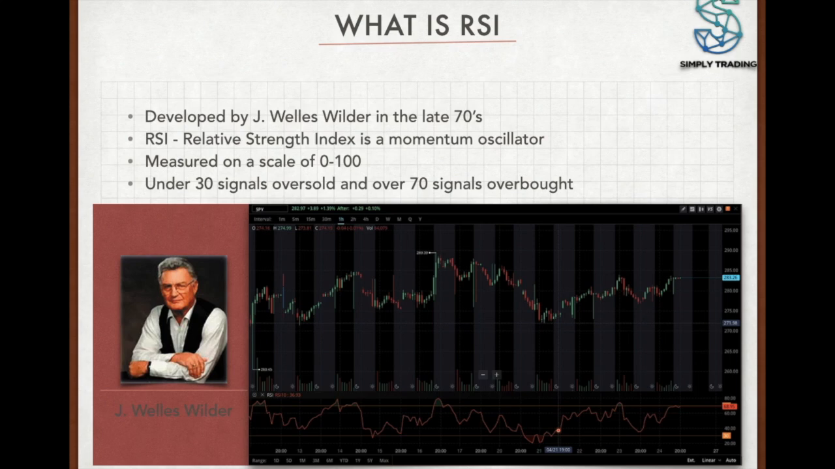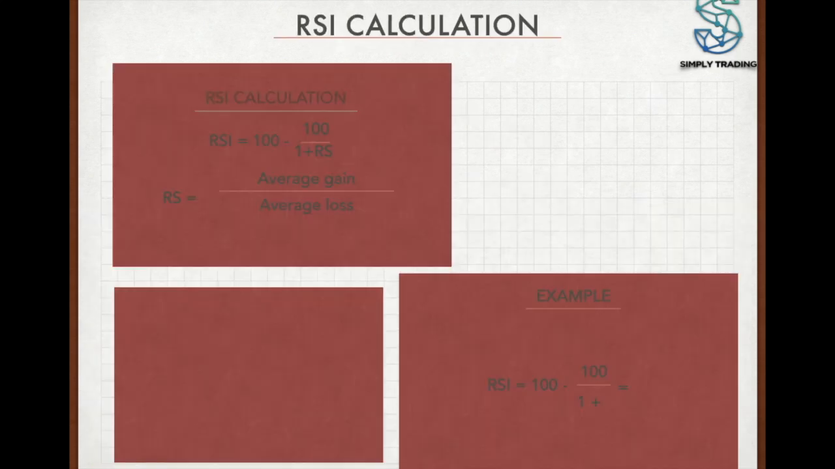To help you further understand what RSI is, we have the RSI calculation. RSI equals 100 minus 100 over 1 plus RS. RS equals the average gain over the average loss. Now that may seem confusing at first, but all you really need to find is RS, plug it into that calculation, and then you know what your RSI number is.